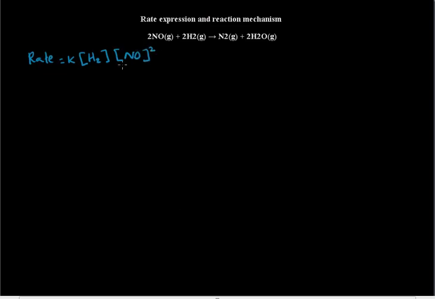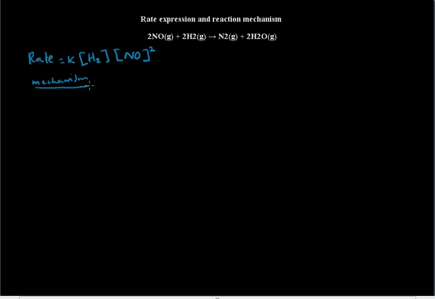Now from this rate expression we can see this reaction is first order with respect to hydrogen and second order with respect to nitrogen 2 oxide. And this was the suggested mechanism. So the mechanism that was suggested by chemists was this.